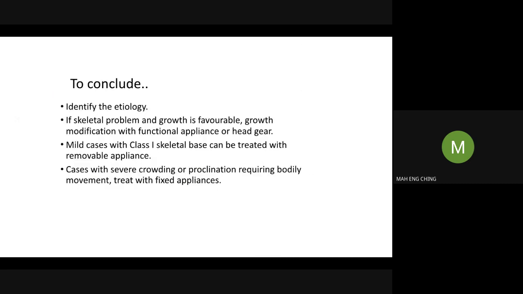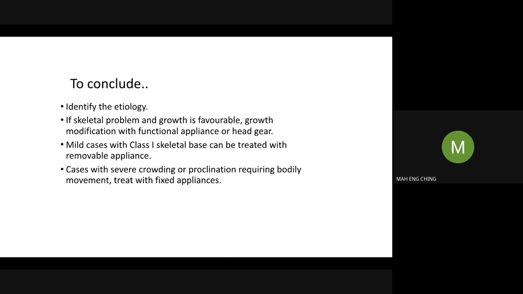Okay. So to summarize the lectures, for Class 2 Division 1 or Class 2 Division 2, first you have to identify the etiology, whether it is skeletal, dental, soft tissue, or habit. Once you identify the etiology, only then do you plan your case. You do a treatment plan.